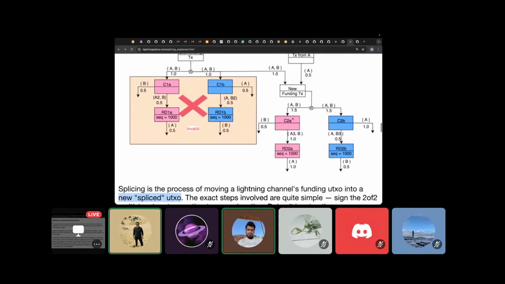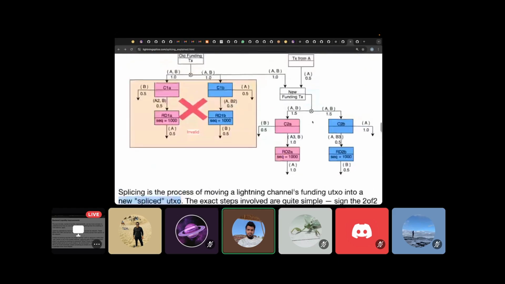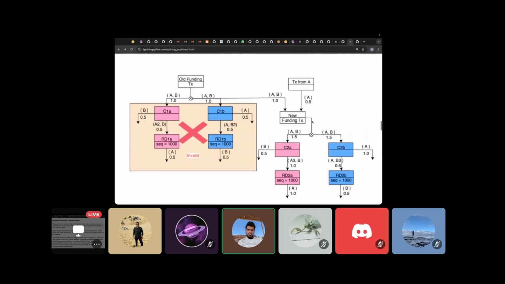I had a question. If you can scroll up a little bit to the diagram, there's an old funding transaction, and then we have a new funding transaction. So the new funding transaction adds more funds, right? It's not that we're just using the same commitment transaction, we are adding more funds to the funding transaction. Yes.